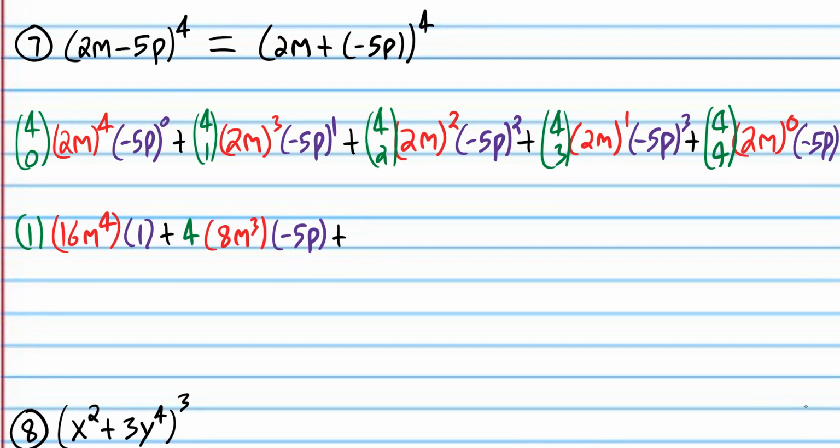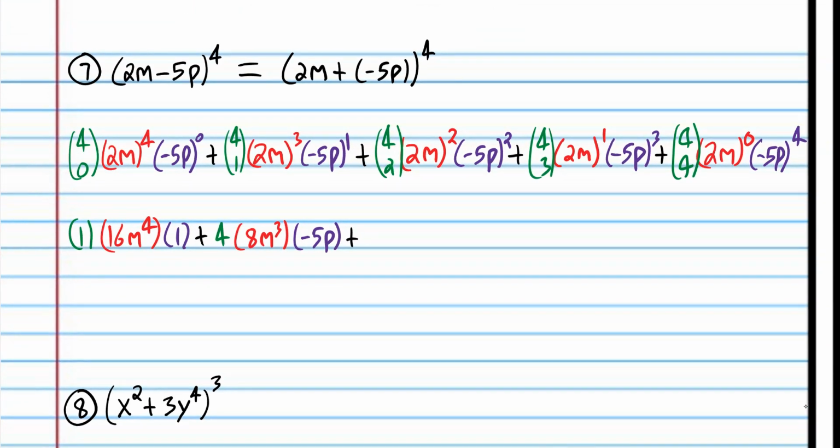And how many ways can we choose 2 things out of 4 things? Well, that's just going to be 6. Again, you can go to your calculator to figure out what that is. 2m to the 2nd power, that's 4m squared. Negative 5p to the 2nd power, that's 25p squared. And how many ways can we choose 3 things out of 4 things? That's going to be 4.